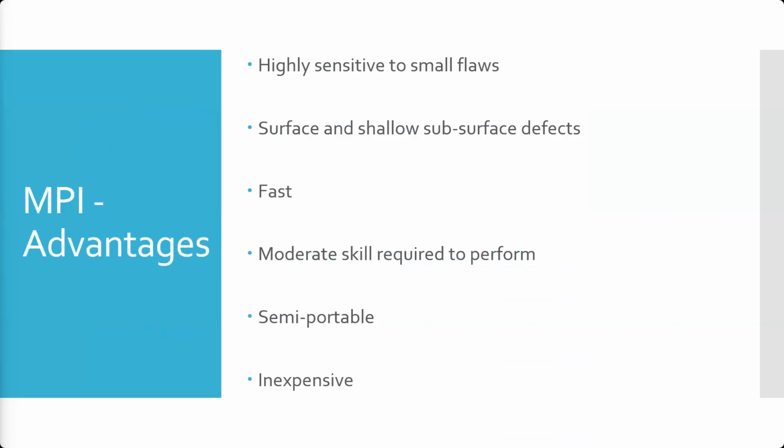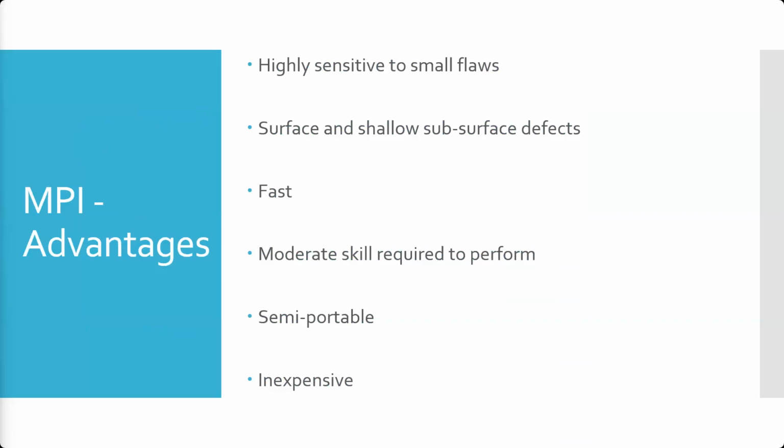It can be semi-portable. The bench that you saw there is not really portable. It's very heavy. It's large. It has to have electrical service hooked up to it. It uses high current, and so that's not portable. But then there are other versions we'll look at that are portable, things known as yokes and prods that can be taken out into the field.